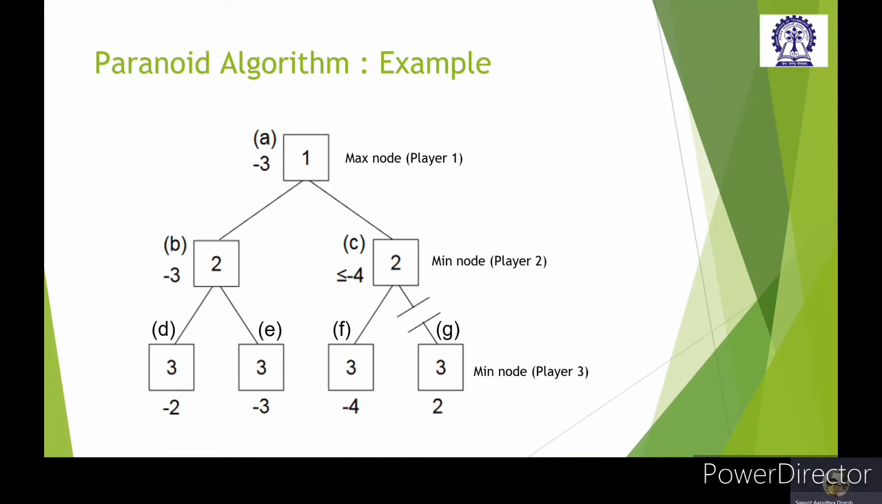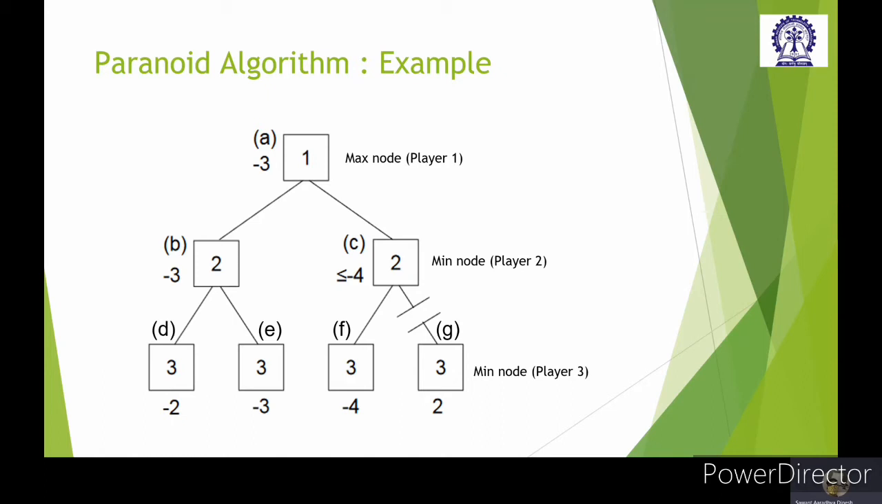Let us briefly discuss how the paranoid algorithm operates under the hood. The paranoid algorithm starts by exploring the nodes in DFS order of traversal. Search starts from node A, then node B, followed by its child nodes D and E, having values -2 and -3. Since B is a minimum node, its value will be the minimum of child nodes D and E. Hence, node B is given the value -3 and A is also passed the value of -3.